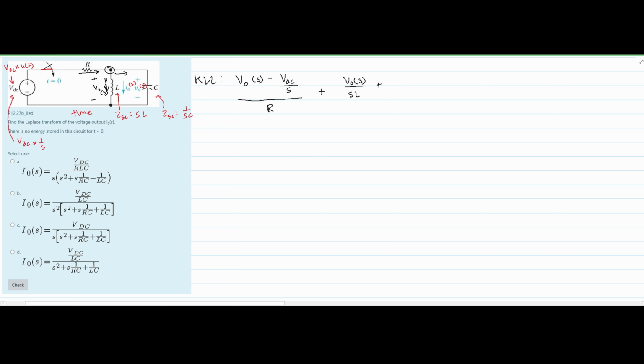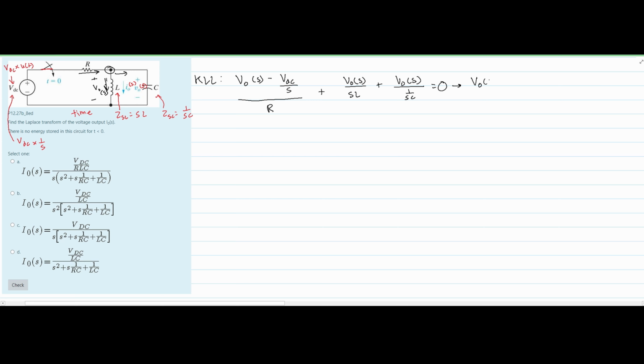Next, we're going to deal with the V naught over the capacitance. We're going to have V naught of S, and this is divided by 1 over S of C. Per Kirchhoff's voltage law, this is all equal to 0. Now we're going to combine like terms and move the VDC onto the right side.